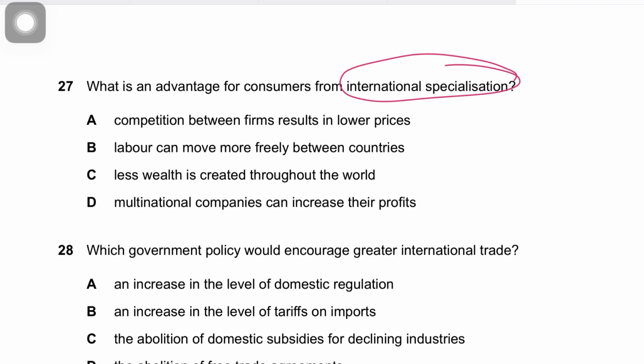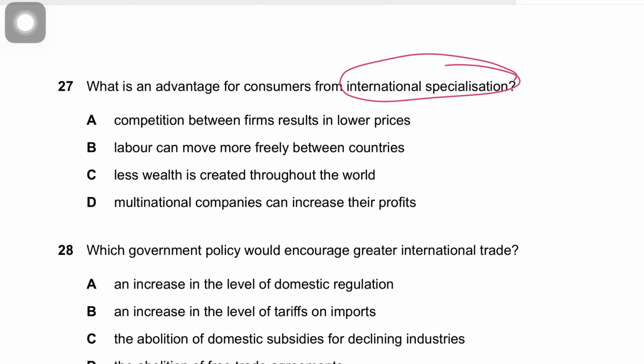So greater competition would mean that it would lead to lower prices, better quality, and greater choice. That is why option A is the correct answer. Competition between firms results in lower prices. It says what is an advantage for consumers from international specialization. So what is going to happen is, because of international specialization, you will trade. When countries trade internationally, it increases competition for domestic firms.